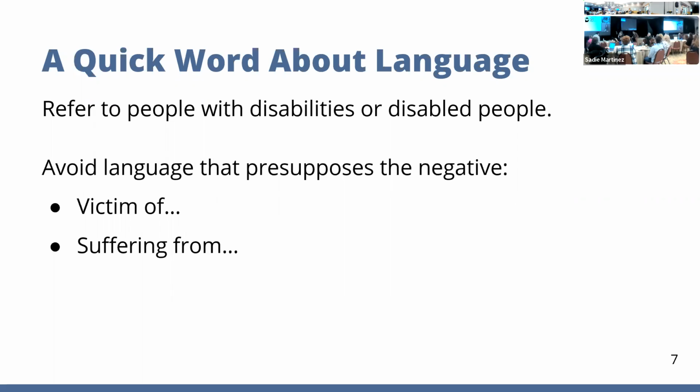A couple quick words about language, really briefly. We ask people to refer to people with disabilities or disabled people. People prefer identity first, or they can prefer people first, but we would like you to keep in mind avoiding language that presupposes the negative. Victim of. My favorite cartoon is a standing person run over by a wheelchair with tracks in their back. That person is a wheelchair victim. My family members are wheelchair victims when I run over them frequently. I am not a victim of my wheelchair, though I have run over my toes a couple times. Suffering from. We're not suffering from our disabilities. Sometimes we suffer from our disabilities.